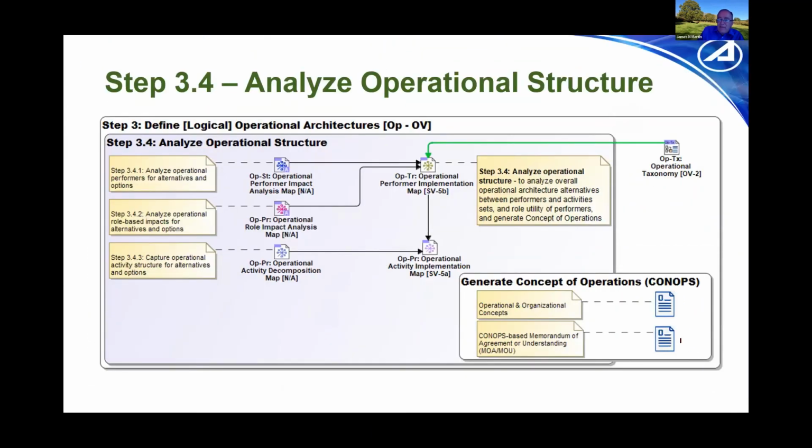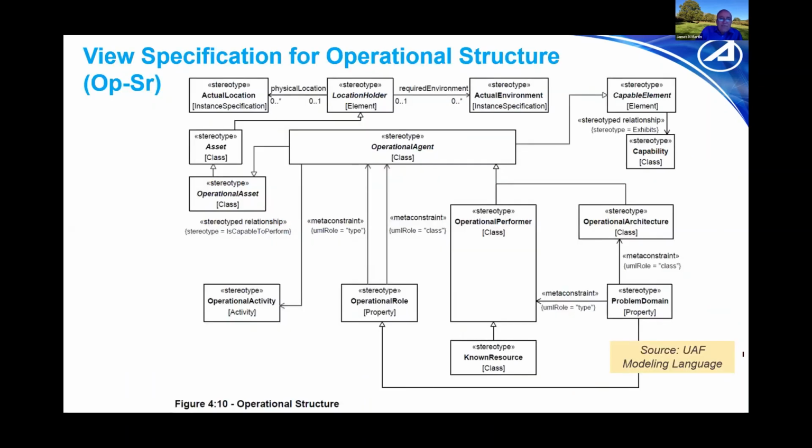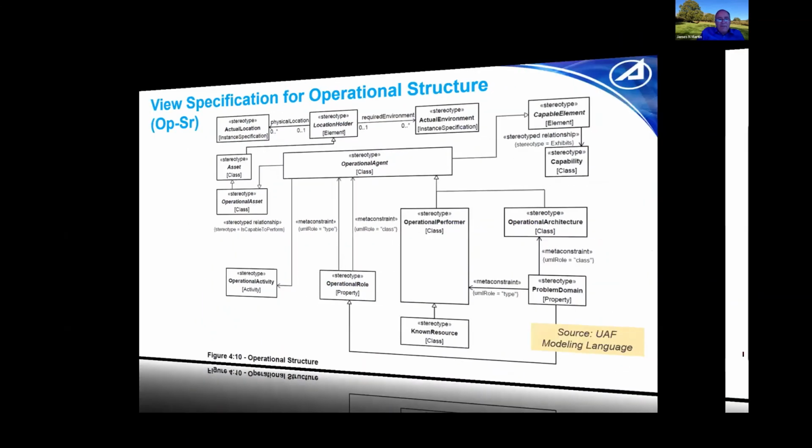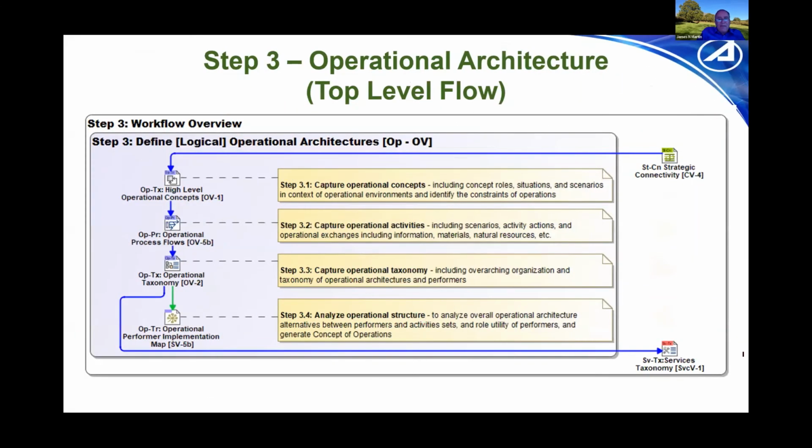Step 4, by convention, the last step is always about some sort of analysis to analyze the operational structure. From this analysis, you would usually generate some sort of concept of operations document. And if you did your modeling correctly, you ought to be able to generate the ConOps document automatically from your model itself. So here's the operational structure, use specification. So we showed the top level flow, those 4 steps for step 3.